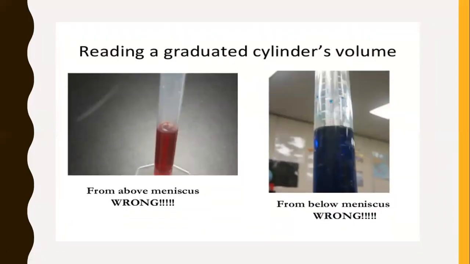Reading a graduated cylinder's volume is very important, and if you read it from the above side, then it is wrong. From above the meniscus, it is wrong, and from below the meniscus is also the wrong method. Both these methods are wrong, from above or from below.